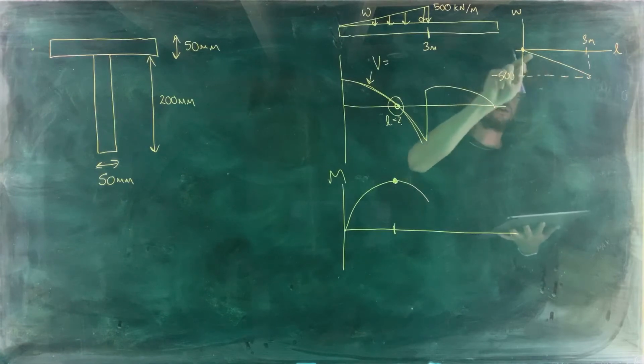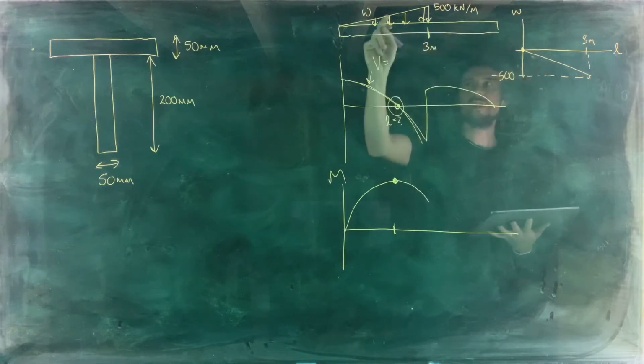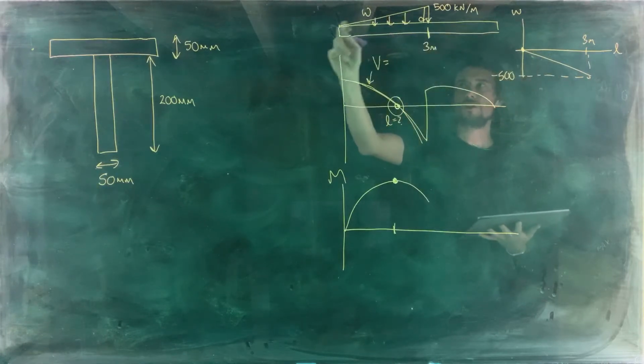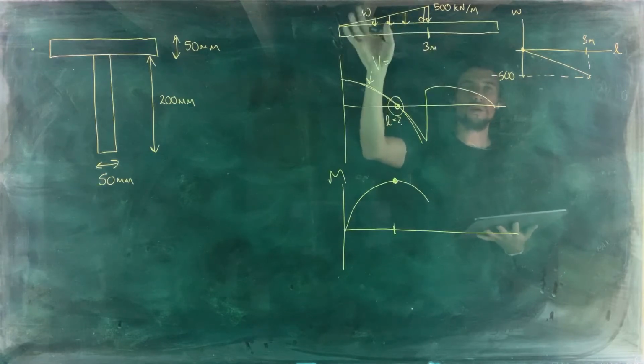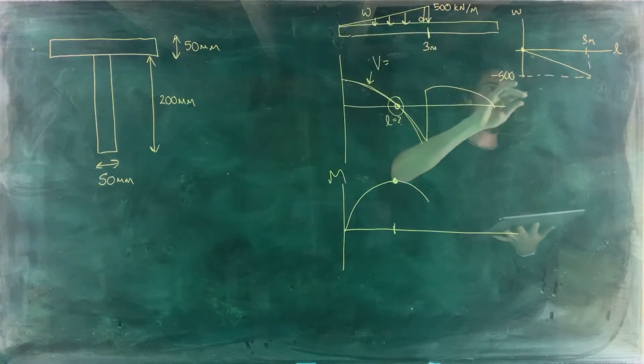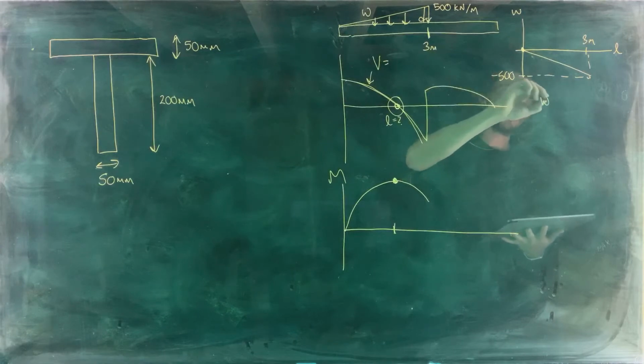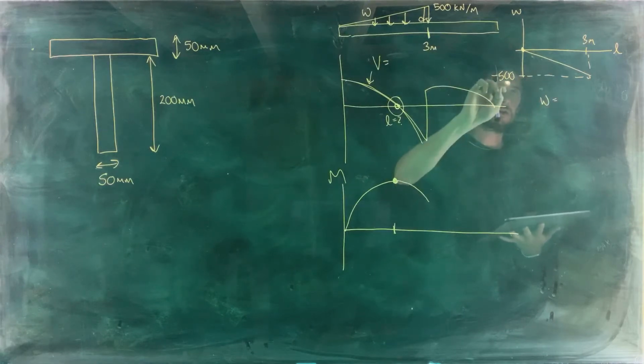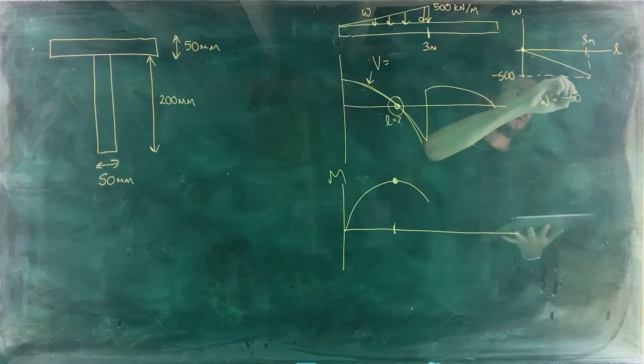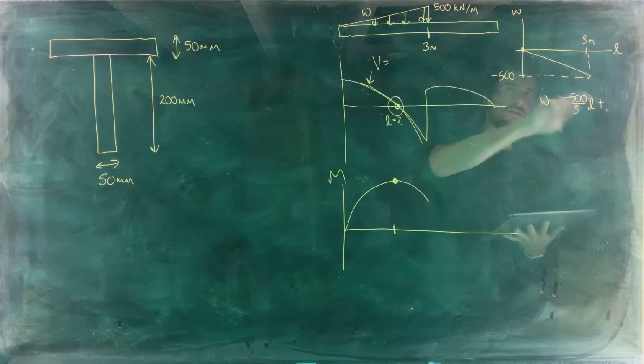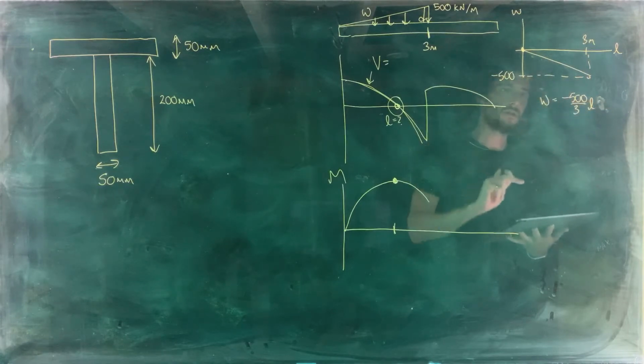Now when you draw it like this, you can really clearly see that the equation should have a negative slope, where if you try to directly write your equation from the picture of the distributed load, you might get the slope backwards. So here W is the slope, change in y over change in x. So we have minus 500 over 3 times L, plus the y-intercept, which in this case is 0, so we have nothing there.